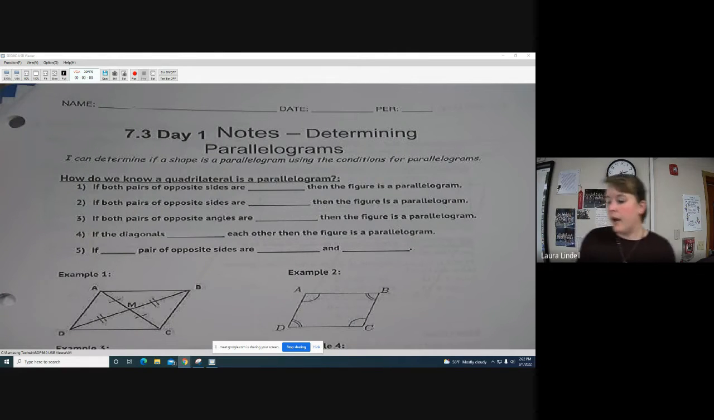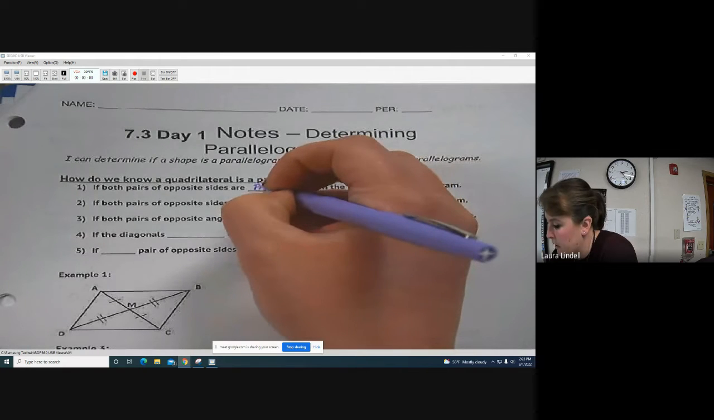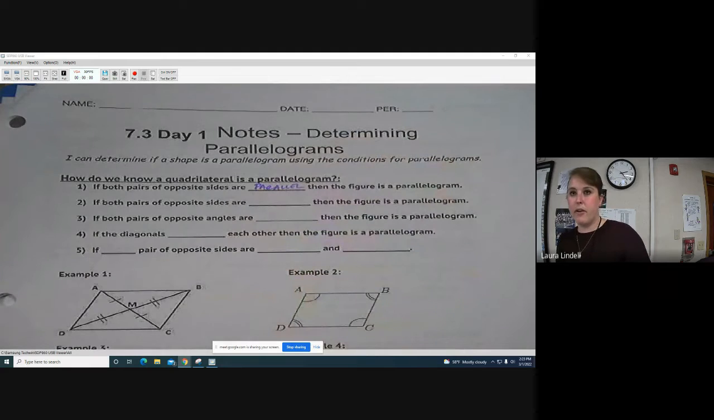So how do we know if a quadrilateral is a parallelogram? Well, if any one of these 5 things are true, then we can say it's a parallelogram. So first off, if both pairs of opposite sides are parallel. All right, so that one should be fairly obvious. That's kind of the definition of a parallelogram, right? A quadrilateral with both pairs of sides parallel.